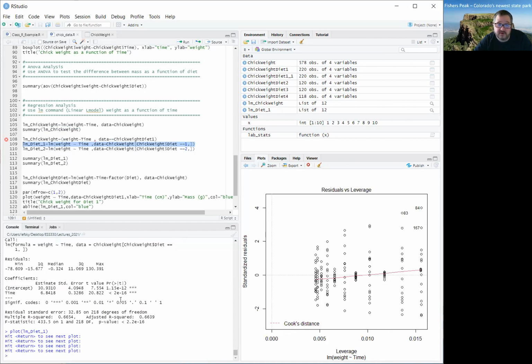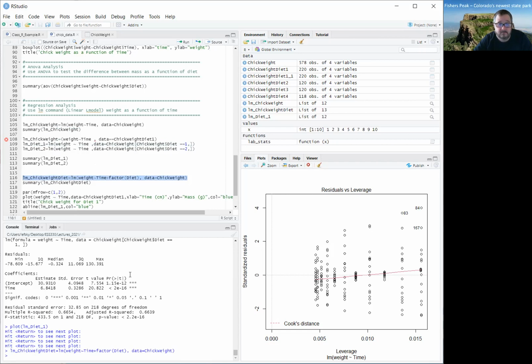Now, none of these models really look very good because all we've included is time. We haven't included the diet factor. Okay, so let's skip over these couple of lines because they're kind of redundant. Let's do a model that includes time and diet as a factor. So we're explicitly telling it here that diet is a factor variable.